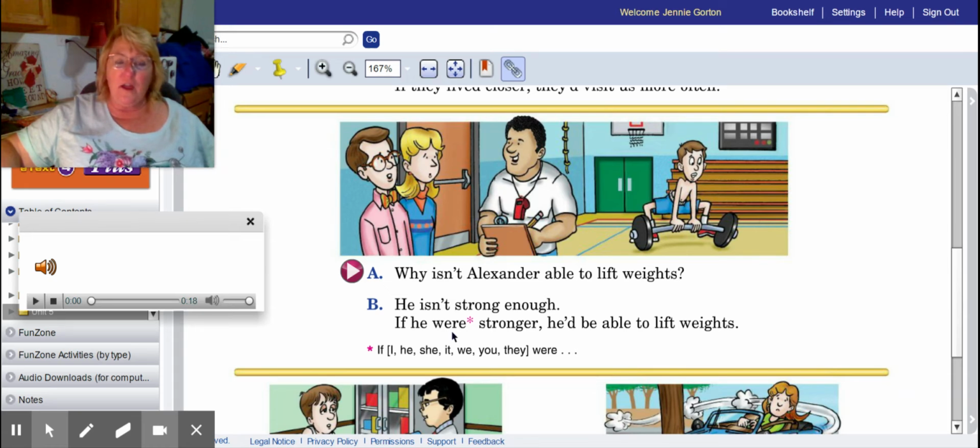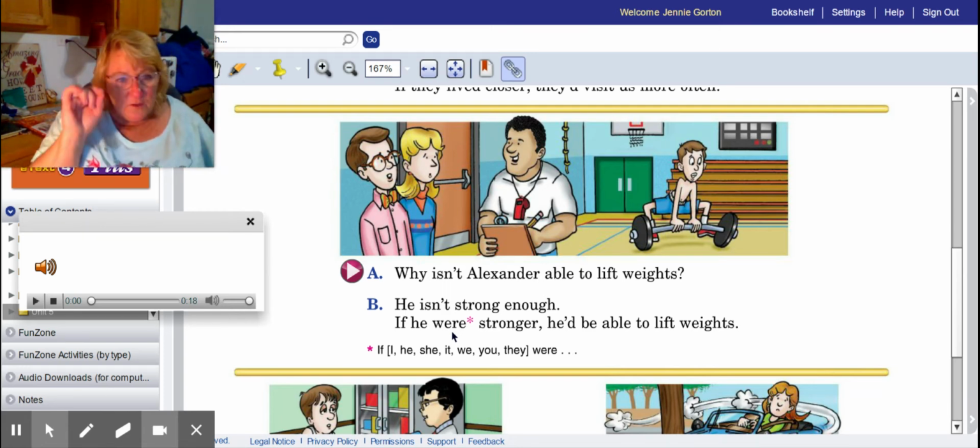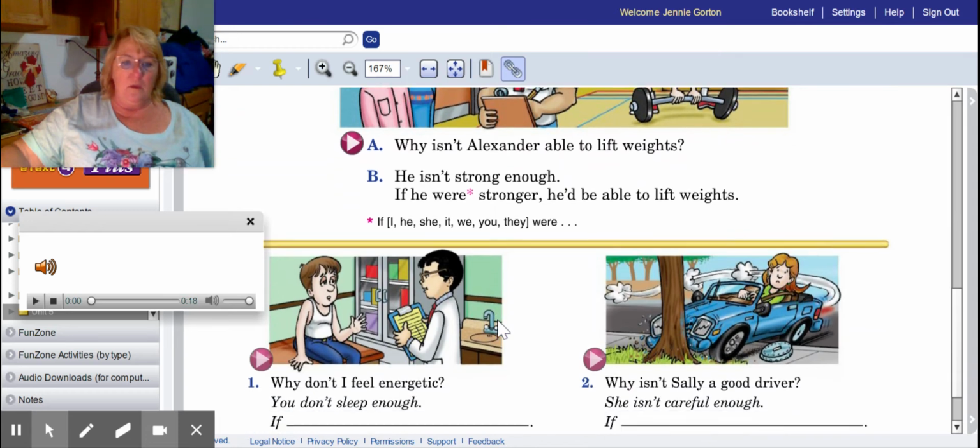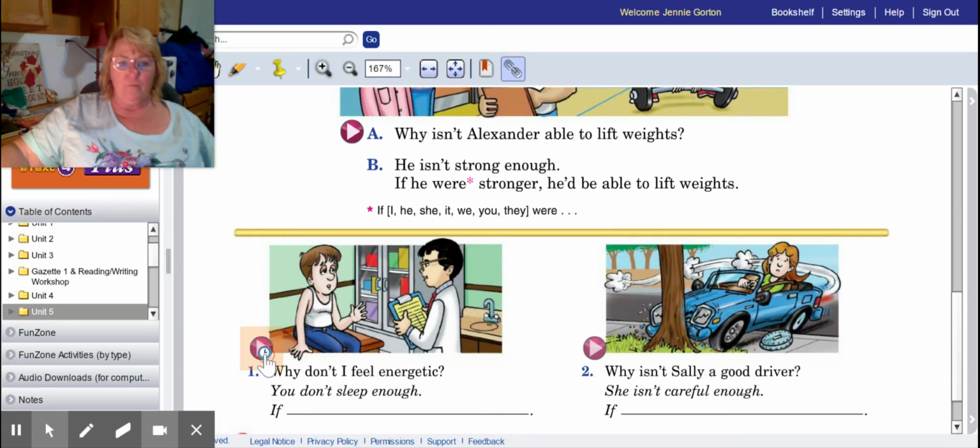Now I know you're going to hear if I was. It's becoming more common, and this is a good example of how grammar is really changing. But in our book, we're very precise, and in my language, I'm very precise. I use if I were. All right? If he were. Okay? So let's try this one.